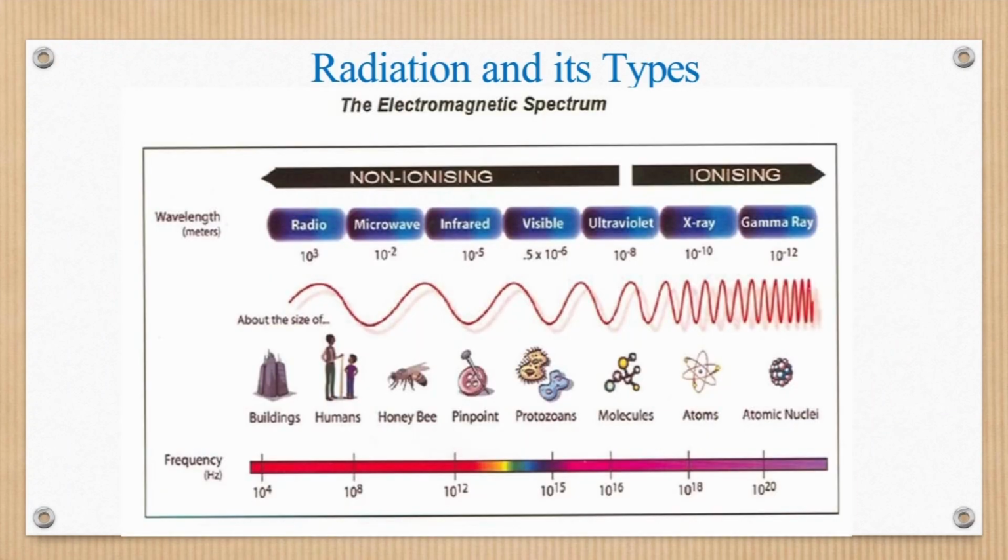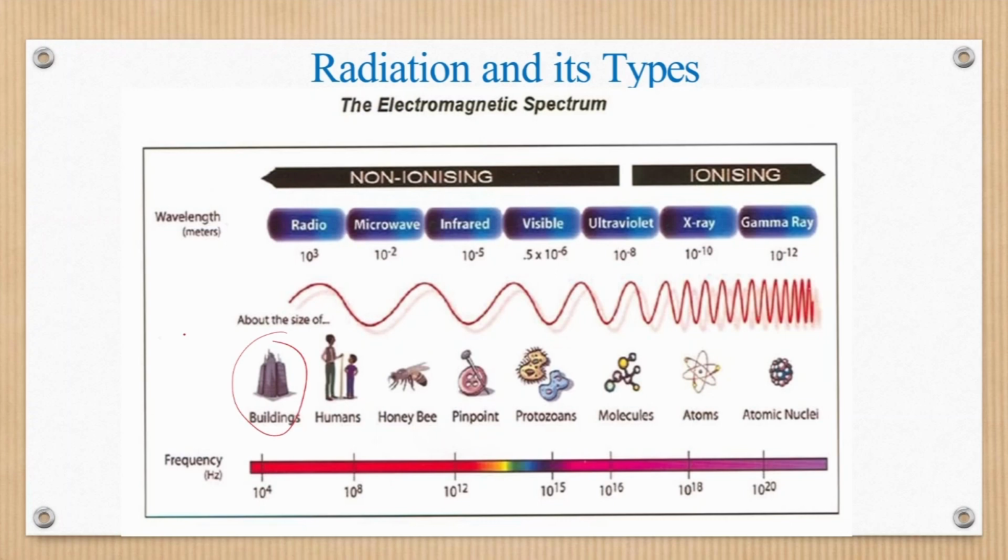Before that, we must understand what an electromagnetic wave is. An electromagnetic wave consists of a range of different frequencies and wavelengths. If you look at this figure: radio waves, microwaves, infrared, visible, ultraviolet, X-rays and gamma rays. So as the wavelength decreases, your ionization increases.